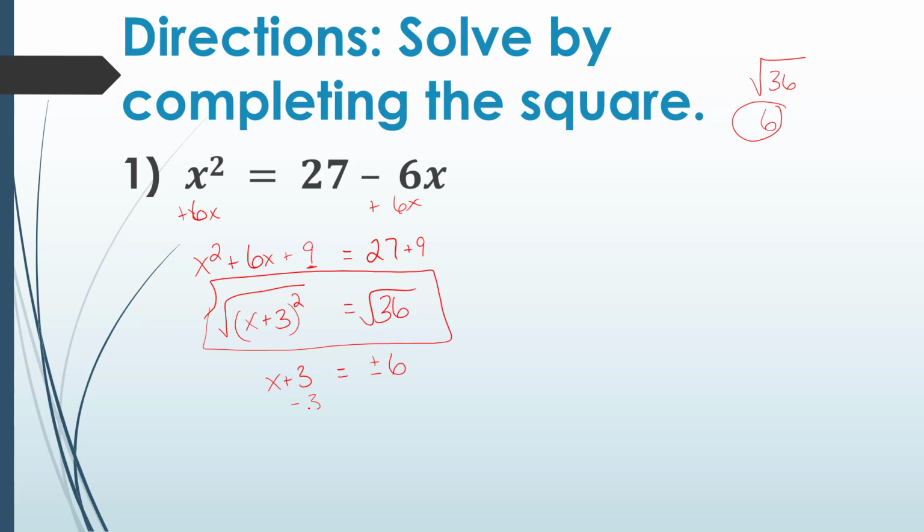So let's subtract 3 from both sides. x is equal to, well, we can have a positive 6 minus 3, or we can have a negative 6 minus 3. Positive 6 minus 3 gives us a value of 3. Negative 6 minus 3 gives us a value of negative 9. So x can equal 3 or negative 9.